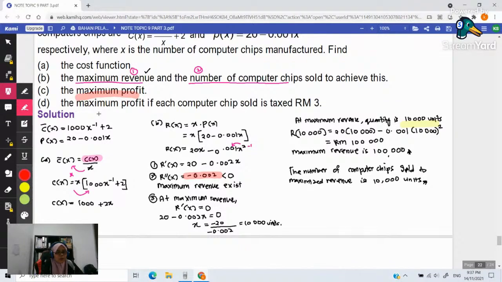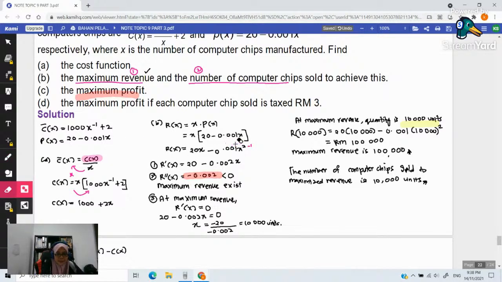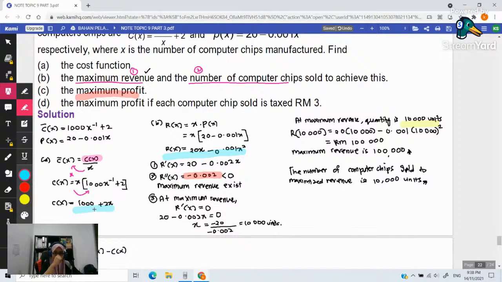Since the question has already given you the cost and price, we need to find the profit function first. How to find the profit function? Profit function equals revenue minus cost. Since you already found revenue and cost in part B, this is the revenue function, and we will substitute it in part C, and this is the cost function.